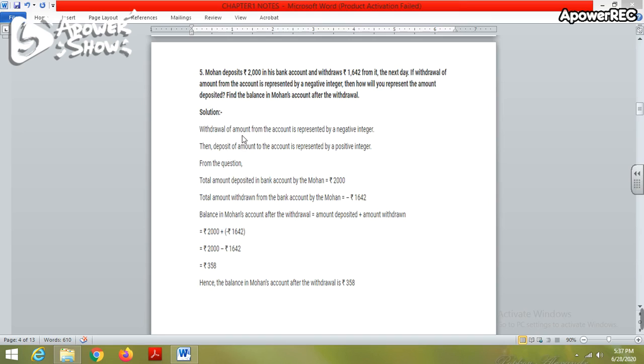So the withdrawal of amount from the account is represented by a negative integer, and the deposit of the amount to the account is represented by a positive integer.